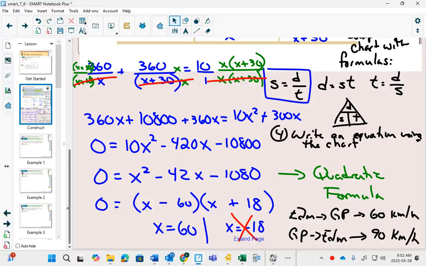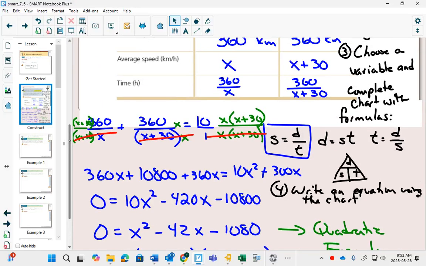And you can also take your answers and double check things. Like, can you see that if I plug in 60 for x, this would be 6 hours? 360 divided by 6. And if you put 60 in here, this would be 90. 360 divided by 90 would be 4 hours. Does it add up to 10 hours? It does. So things are matching up for us. So we can double check our answers to see if they make sense within the equation.